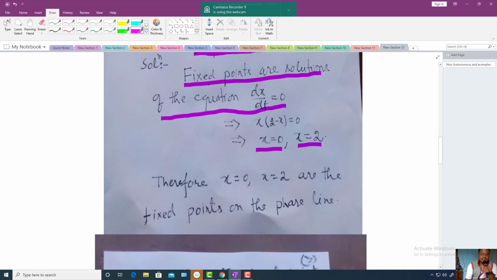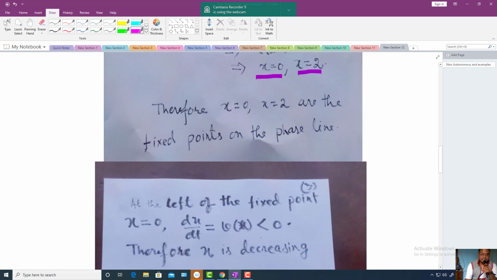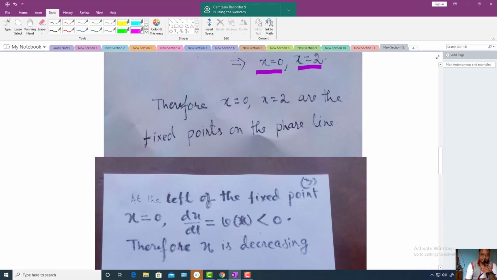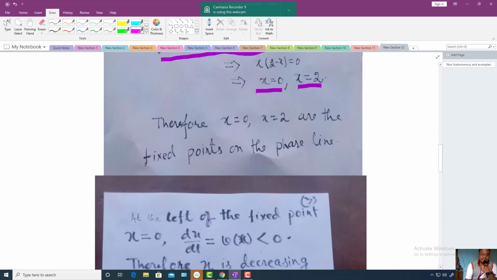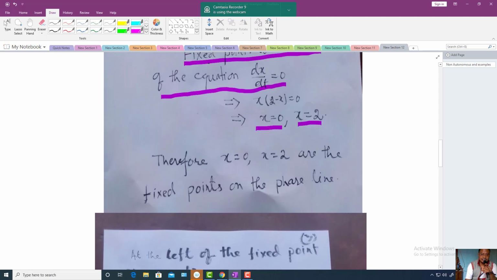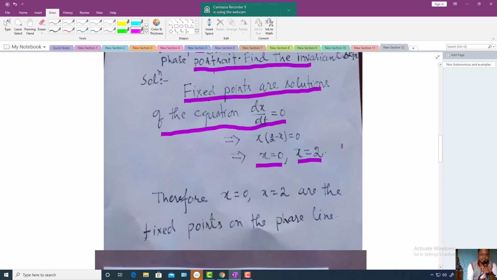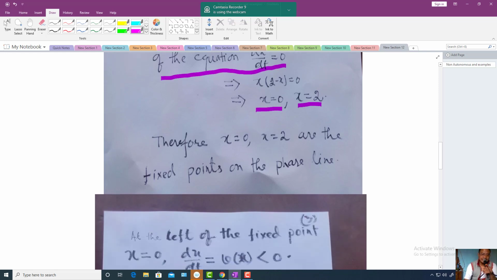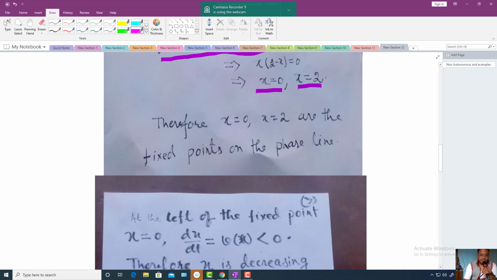So fixed points are 0 and 2. Let us first consider the fixed point x = 0. Think about some point just on the left of this fixed point, that means some negative number just near 0 but on the left of 0. That means some small negative number in value.